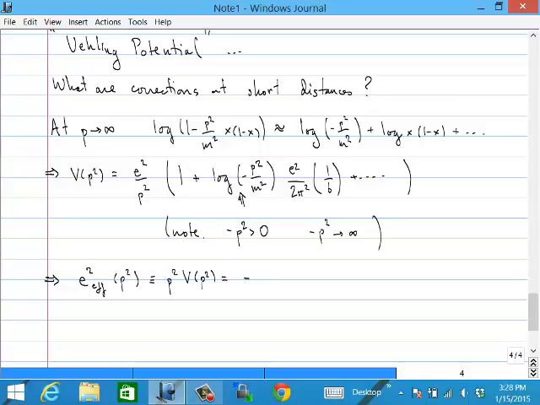So that's e squared times 1 plus e squared over 12 pi squared times the log of minus p squared over m squared plus dot dot dot. Where this e here, I should make clear, is the renormalized electric charge.